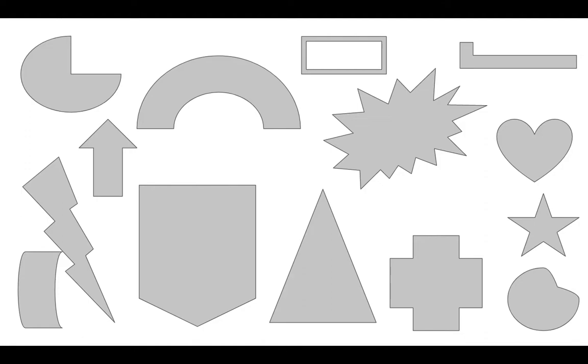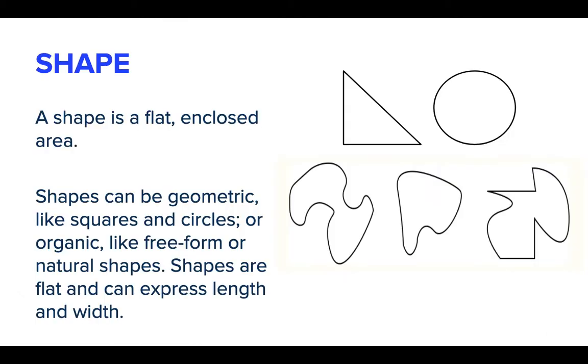Hey everyone, it's Jackie, and you've probably already guessed by now that in today's lecture we are talking about shapes. A shape is defined as a flat enclosed area. Shapes can be geometric, like squares or circles, or organic, like free-form natural shapes. Shapes are flat, meaning they can express length and width, but no depth.